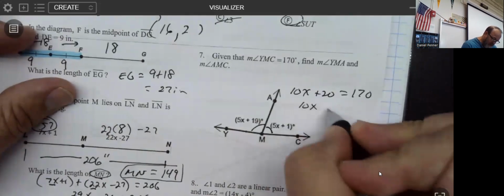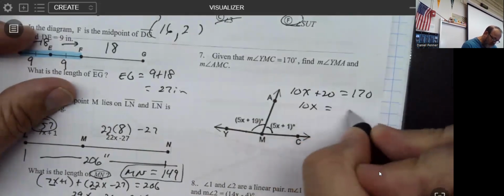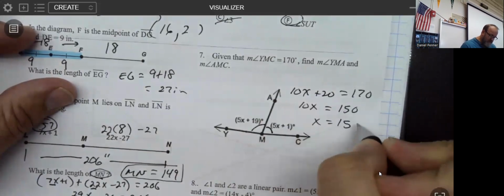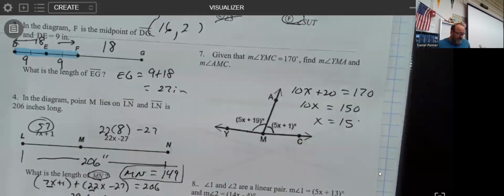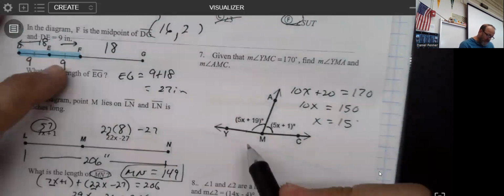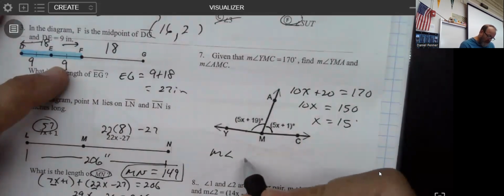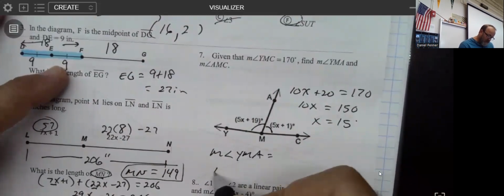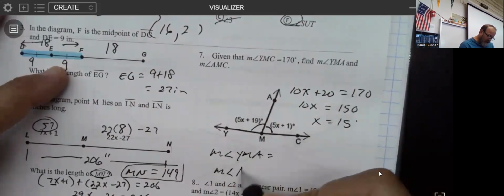But we know that all of these things together make angle YMC, which is 170. Now, I was actually pretty nice to you. I subtracted 20 from both sides. Dividing both sides by 10, I'm down to 15 degrees. That x would be 15 degrees. But now let's find YMA. Oh, so they actually do want me to find the measure of angle YMA, to turn that into a number. And also, what is the measure of angle AMC?